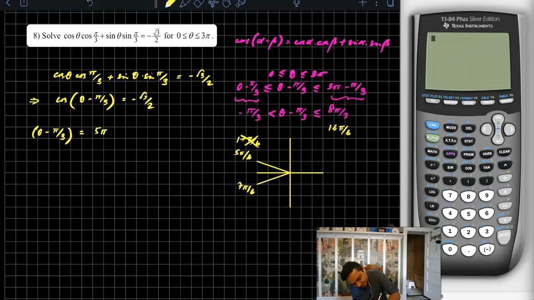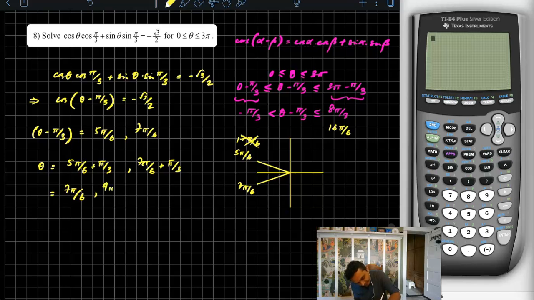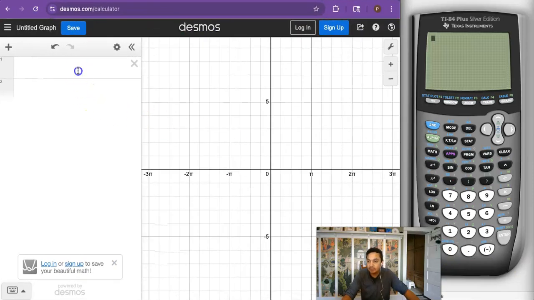So if I put it as 5 pi over 6 or 7 pi over 6, then that means theta would equal two values, 5 pi over 6 plus pi over 3, or 7 pi over 6 plus pi over 3. And so here we can get common denominators of 6, which means this is 7 pi over 6, because that would be 2 pi over 6, and here 2 pi over 6 would give me 9 pi over 6. Okay, so I'm imagining these are the only two values in 1.5 rotations, but I'm going to confirm that on Desmos just to make sure.